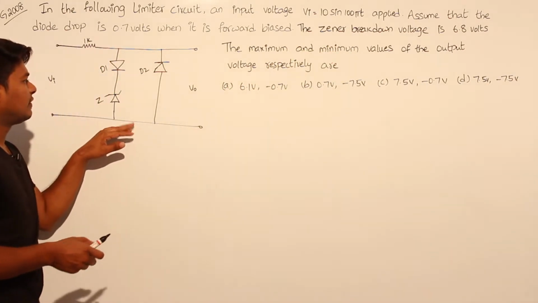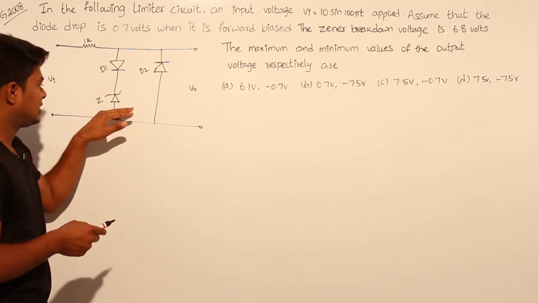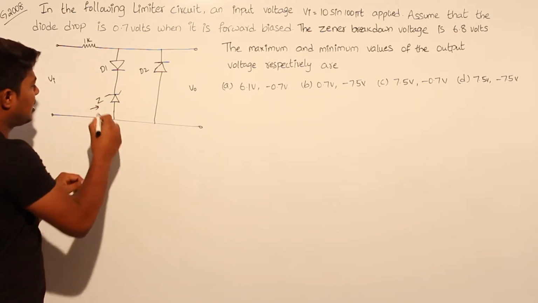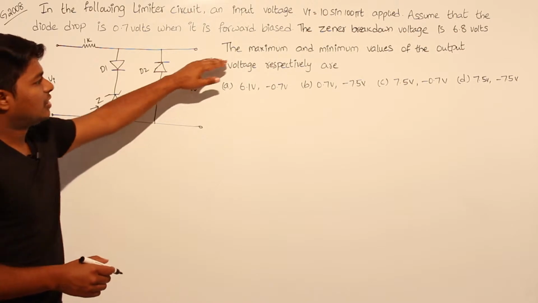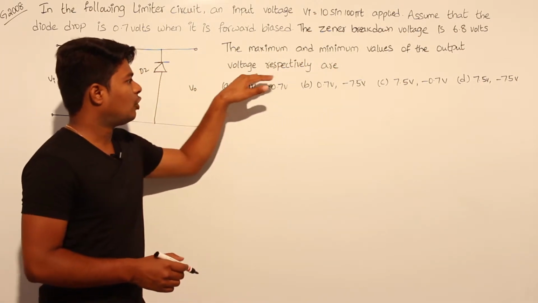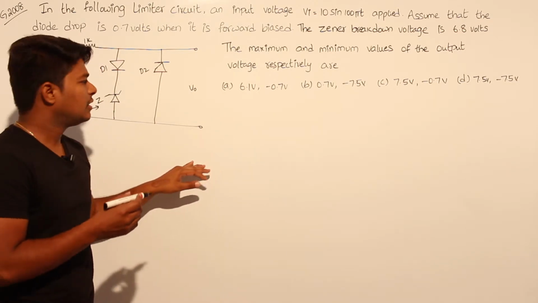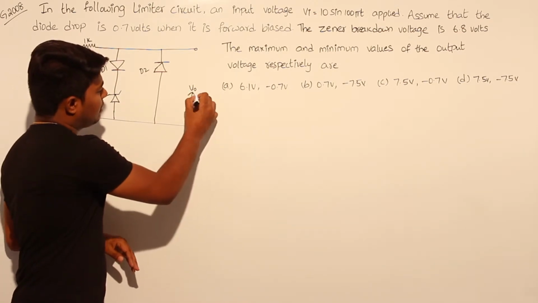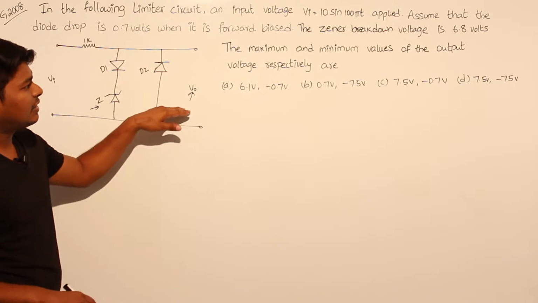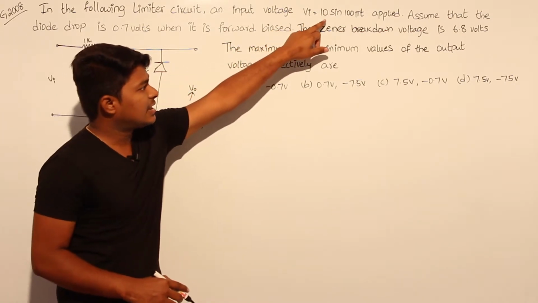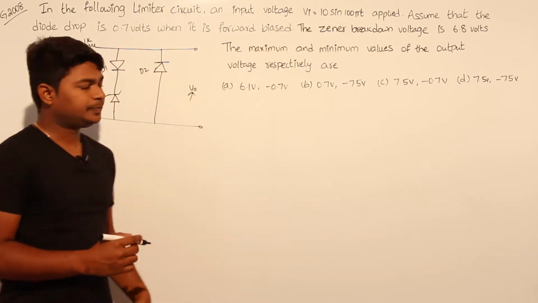This is the circuit given with two diodes. One is a Zener diode indicated by Z, and another one is a normal diode. The maximum and minimum values of the output voltage are respectively what? They are asking what the maximum and minimum output voltages are whenever we apply the input 10 sin 100 pi t.